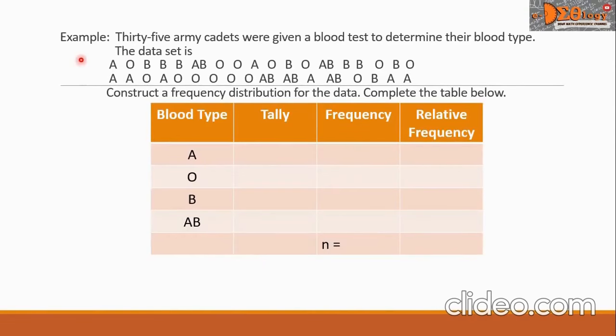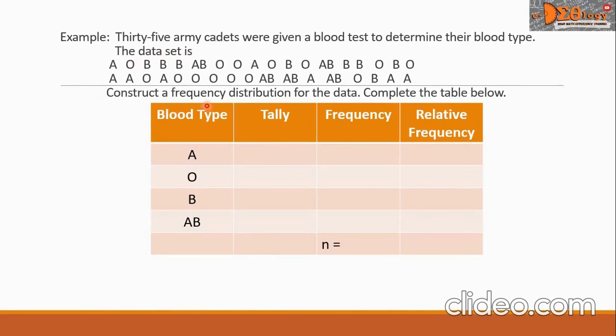Let us see one example here. 35 Army cadets were given a blood test to determine their blood type. The data set is given here.